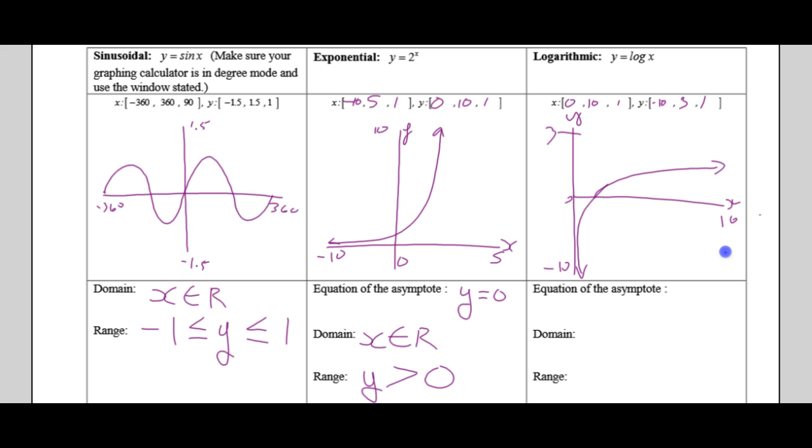What's the equation of this guy? Been there, done it. X equals 0, domain. X must be greater than 0. It's going to be strictly greater than. Okay, now we'll learn that when we look at logs. Why does x have to be greater than 0? Why can't it be negative or whatever? But it can't. And the range, y belongs to the reals, because we can see it going down here forever and coming up there.